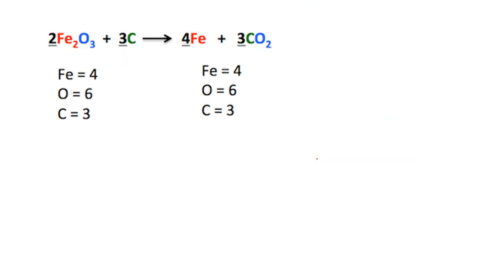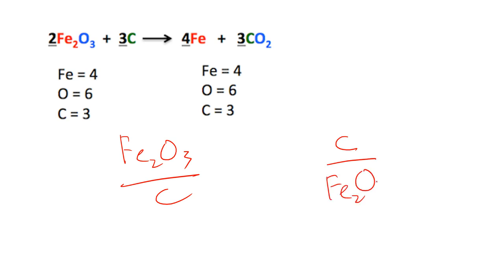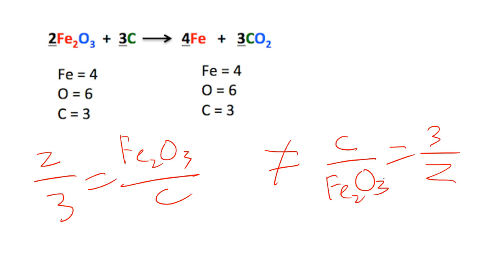And keep in mind these mole ratios, you can put them any which way. This is just as correct as this. Now they're not equal, they're definitely not equal, but iron oxide over carbon is equal to 2 over 3, and carbon to iron oxide is equal to 3 over 2, okay? And this is what the mole ratio is.